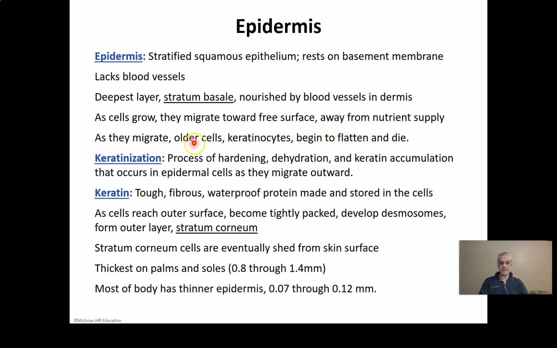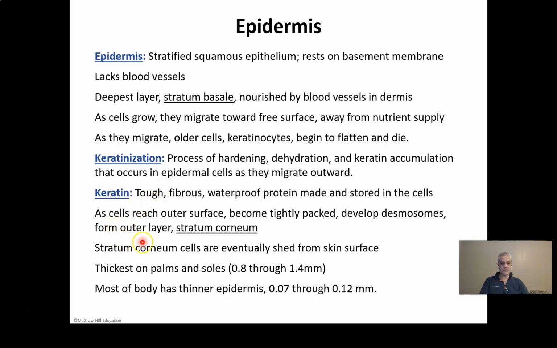As they migrate, older cells, the keratinocytes, begin to flatten and die. And they're called keratinocytes because they make this stuff called keratin. Keratin's a protein. It's a tough, fibrous, waterproof protein made and stored in the cells. So keratinocytes, as they get toward the surface, are referred to as keratinocytes because they keratinize. They're making that protein, and they become harder, dehydrated. Keratin accumulates in the epidermal cells as they migrate outward. So this becomes a protective barrier.